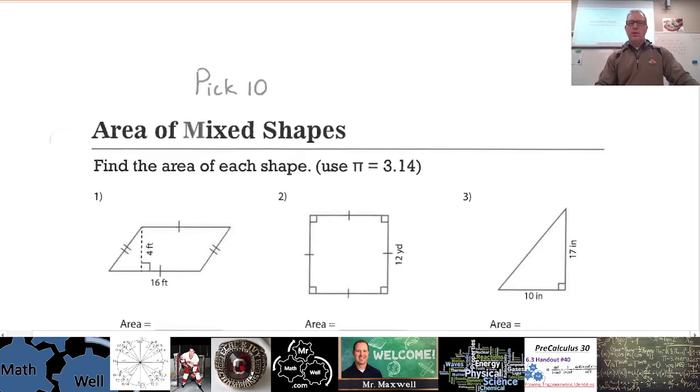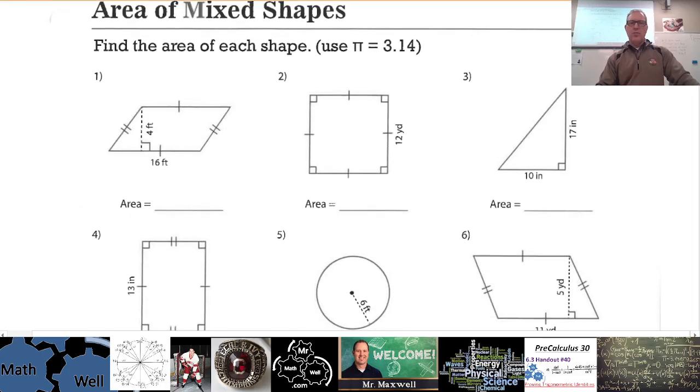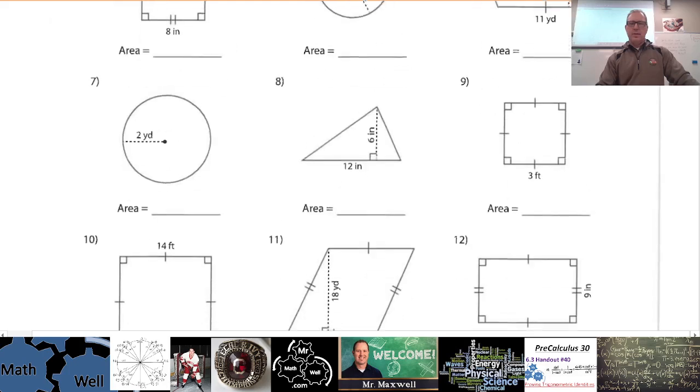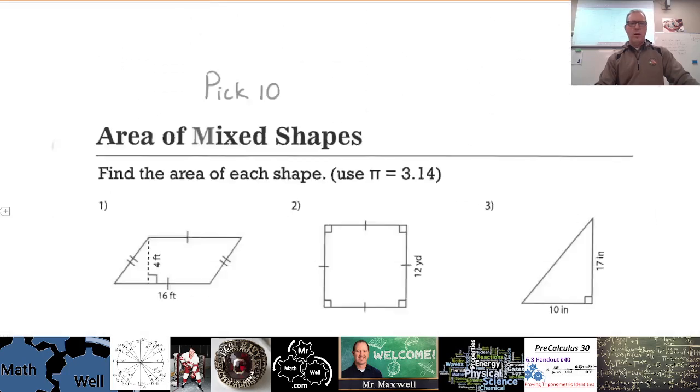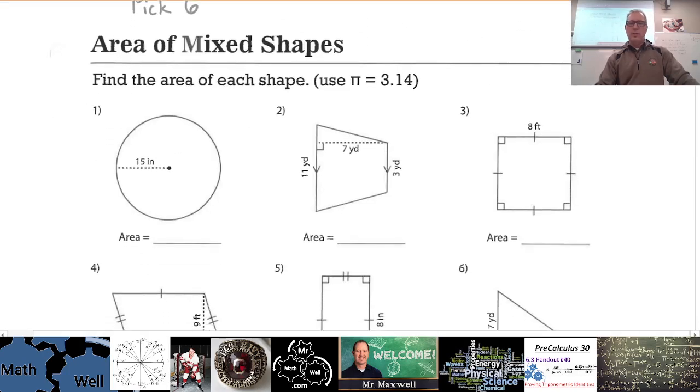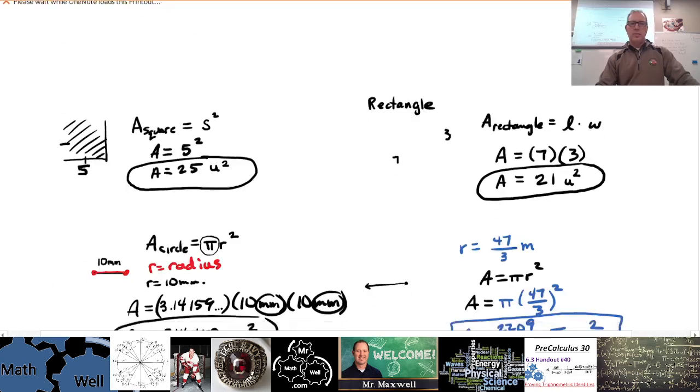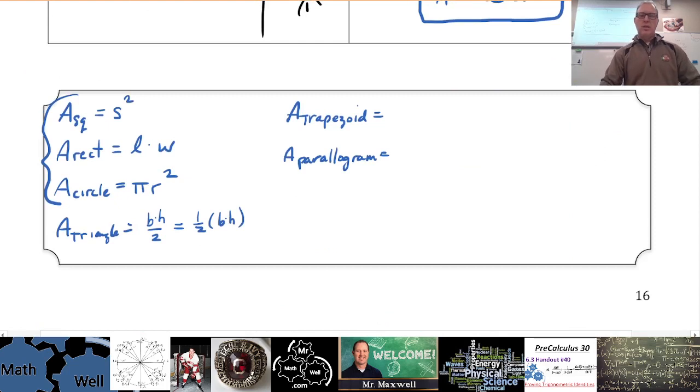So I will look ahead, and on page 3 here, we have parallelograms, and on page 4, we have trapezoids. So let's talk about the areas for trapezoids and parallelograms. Okay, so if we go back to your formula sheet, you might want to add this. I've just got area for a trapezoid. And a trapezoid, of course, is a shape where you have two sides that are parallel.